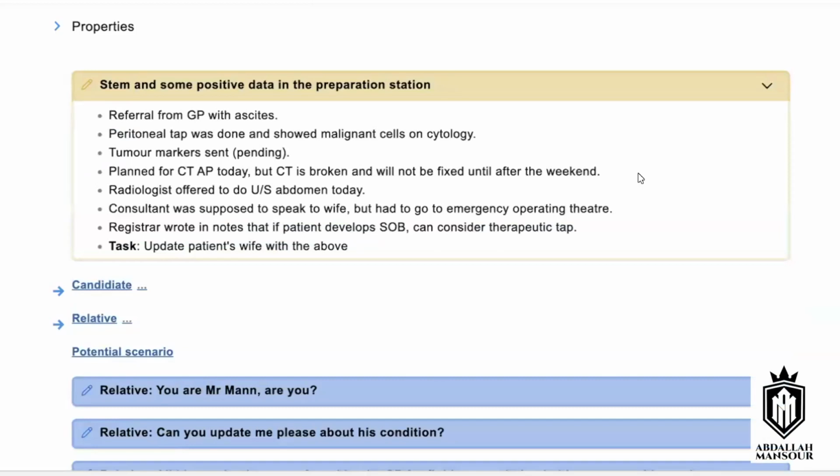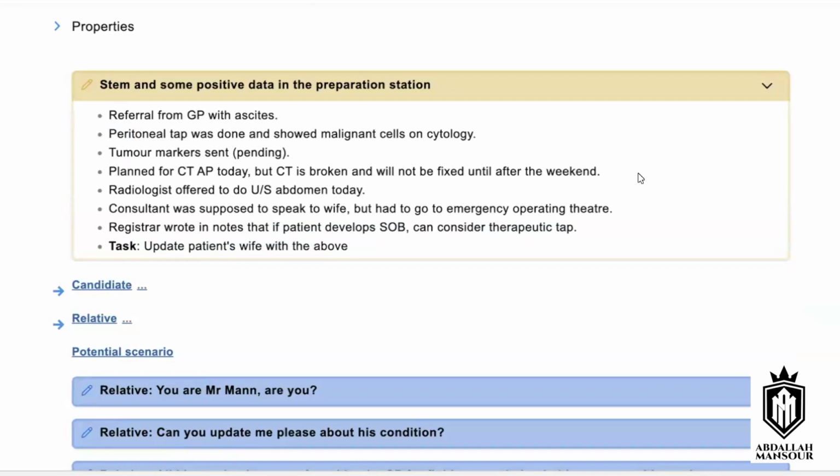Right, so you have a patient who's currently an inpatient, admitted from the GP with ascites. We've done a peritoneal tap for them, and it showed some malignant cells in cytology. The tumor markers were sent. We don't have the results yet, and the patient is being planned for CT abdomen pelvis, but CT is broken at the moment, and it will not be fixed until after the weekend, and today is Friday.